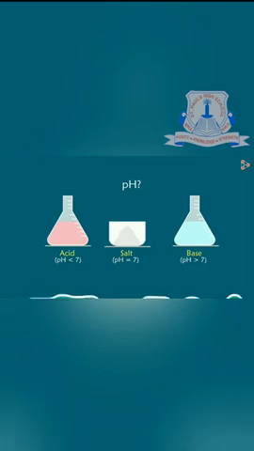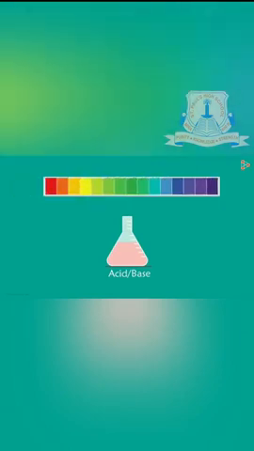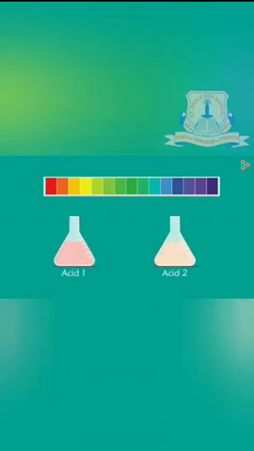If a solution is given to us and we have to find out whether it's an acid or base, we have indicators. This is universal indicator. With the help of a universal indicator, we can find it out. We can also find out which acid is a stronger one and which one is a weaker one with the help of the universal indicator. That is nothing else, it is actually the pH scale. The pH tells us the concentration of H ions present in a solution. It is the measure of the strength of the acid or the base.